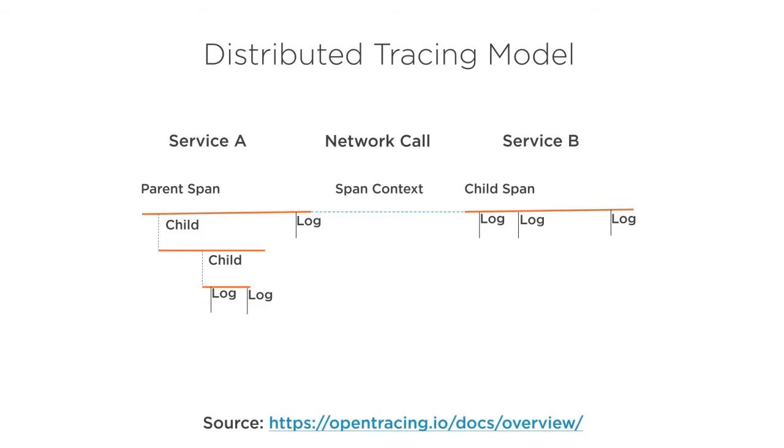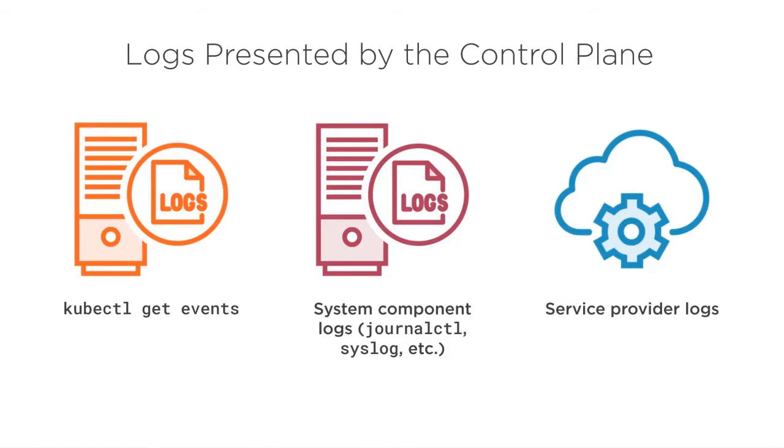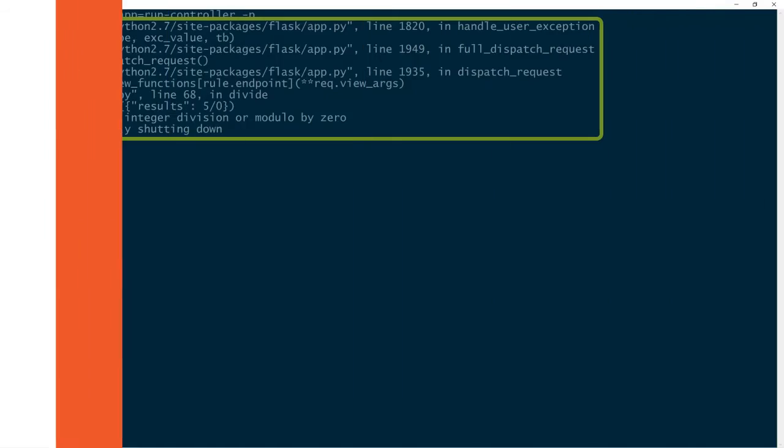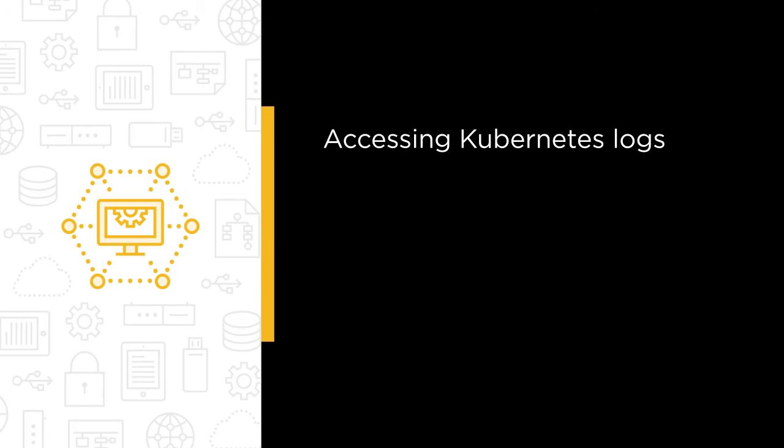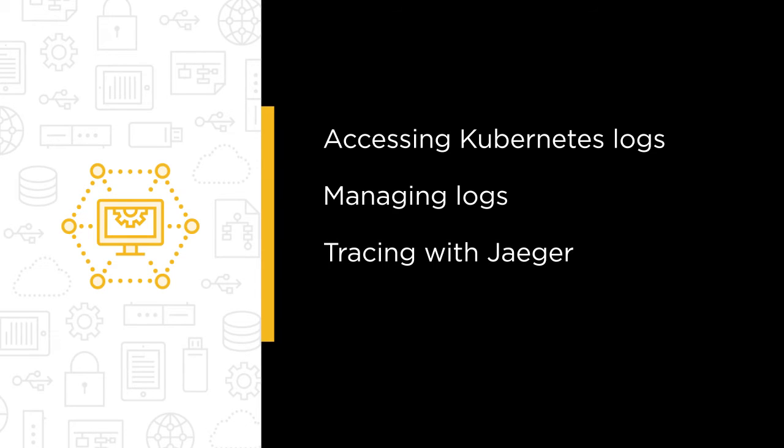Debugging distributed applications can be hard unless we make our lives easier by implementing logging, tracing, and monitoring. This course is a guide helping you to introduce all of the elements necessary to make debugging Kubernetes applications much more enjoyable. Some of the major topics that we will cover include accessing Kubernetes logs, managing logs with Fluentd and Elastic Stack, tracing with Jaeger, and monitoring with Prometheus.